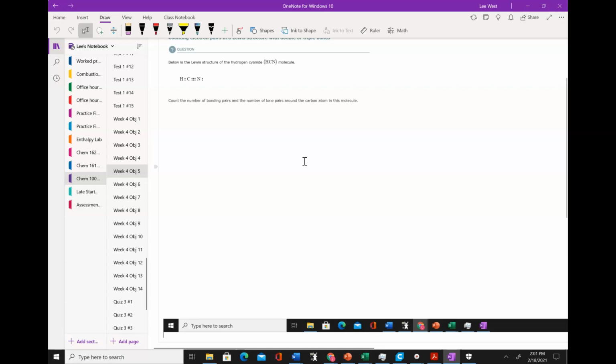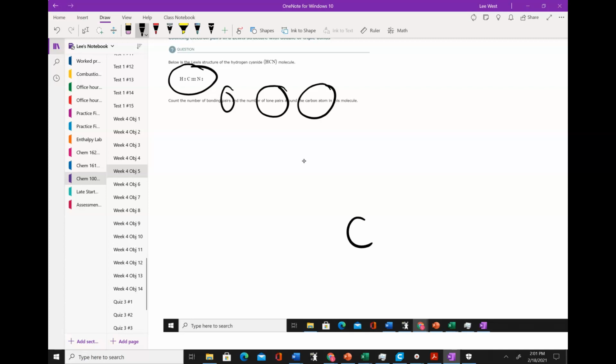Okay, here we have another one. Count the number of bonding pairs and the number of lone pairs around the carbon atom. So it's focused on the carbon, and again it's pairs. Alright, so let's see what we've got. So there's my carbon atom, and if I look here, I can see immediately that there are 0 lone pairs. I don't see any.